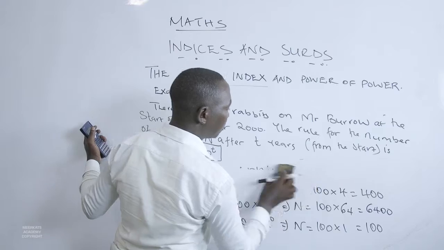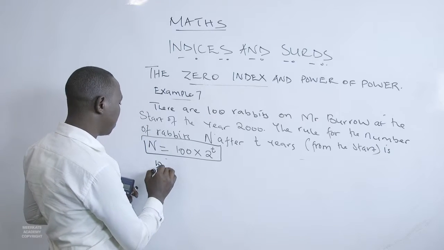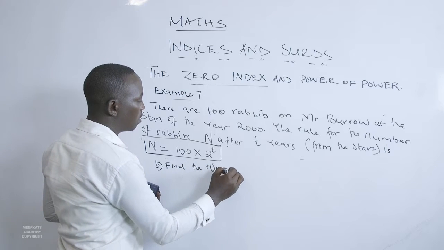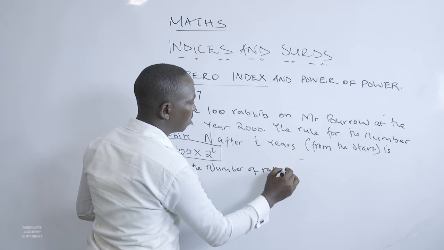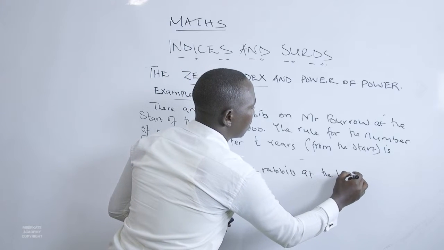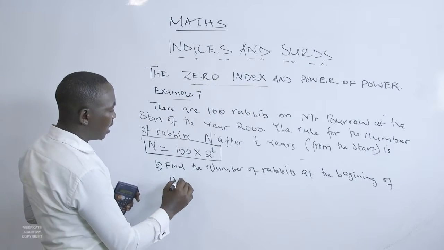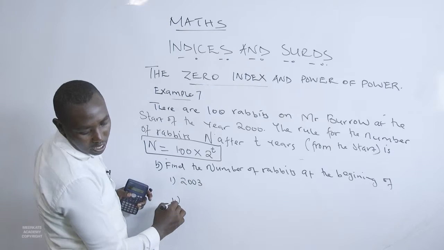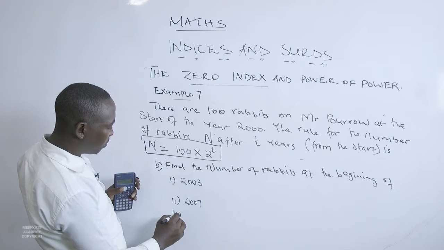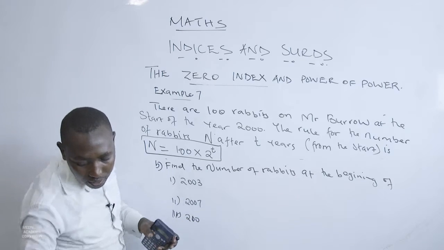Part B. Find the number of rabbits at the beginning of 1, the year 2003, and 2, the year 2007, and 3, the year 2010.